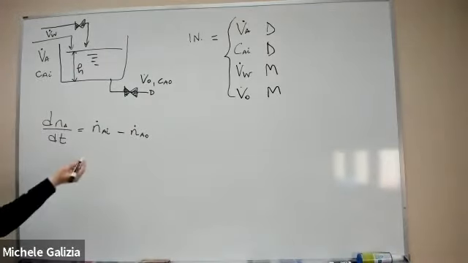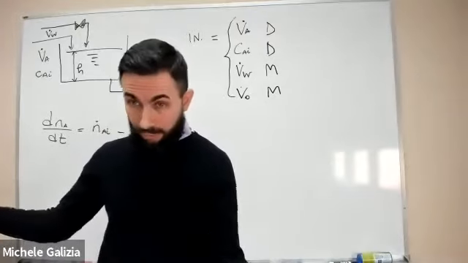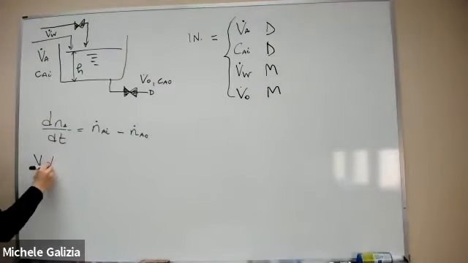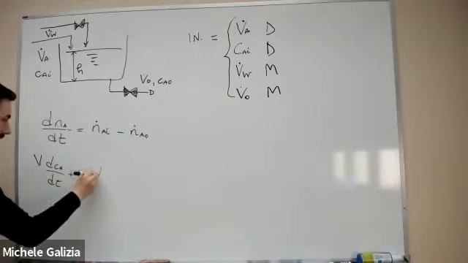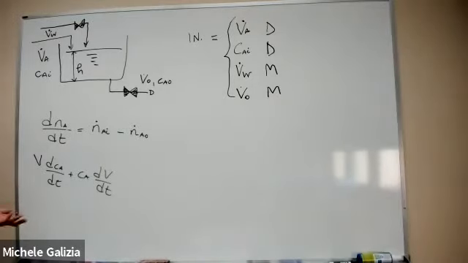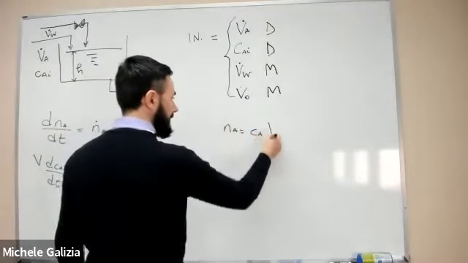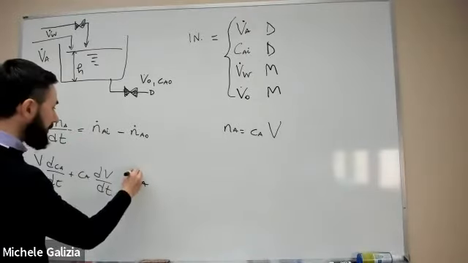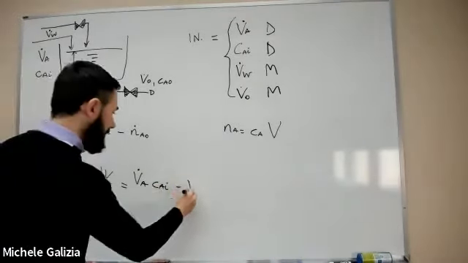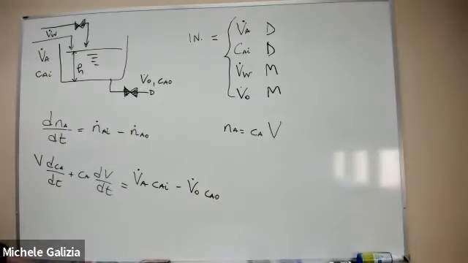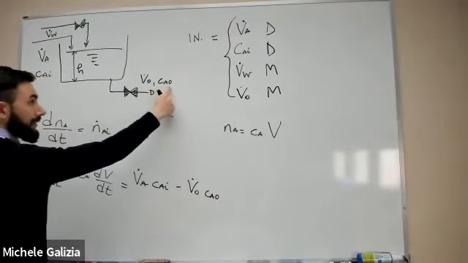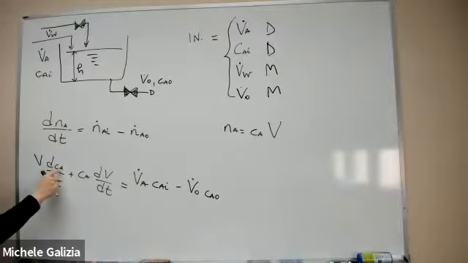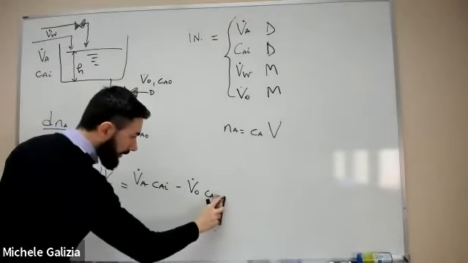And now we have to proceed as we did for a perfectly mixed system. The number of moles can be expressed as the concentration times the volume. And so we have here V dCA/dt plus CA dV/dt, exactly as we saw for a CSTR reactor, because nA is CA times V. And this will be equal to what? To V̇A CAI minus V̇O CAO, I should write. However, CAO, the outlet concentration, is exactly the same concentration as in the reactor that we call CA. So I can remove the subscript O. Makes sense for everyone? Yes.